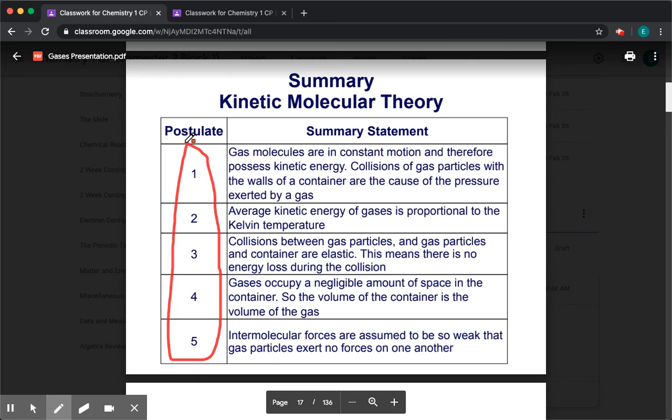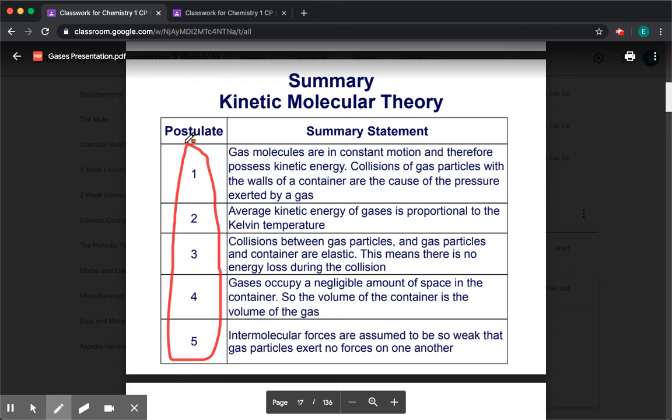The third idea is that no energy, absolutely no energy is lost when the particles crash into each other. They don't lose energy because we assume that the collisions are perfectly elastic. That's the third idea. No energy is lost in collisions.